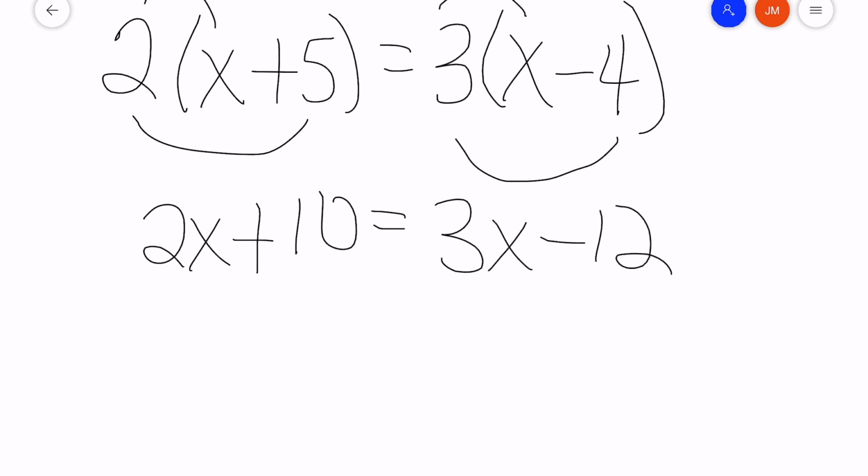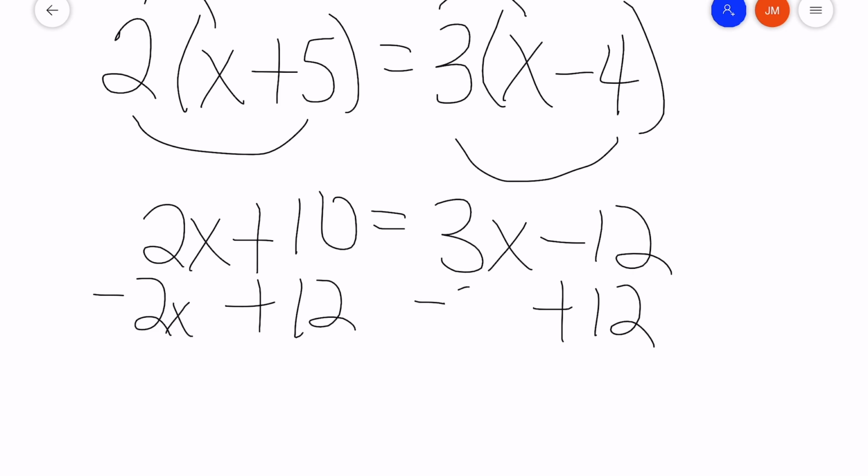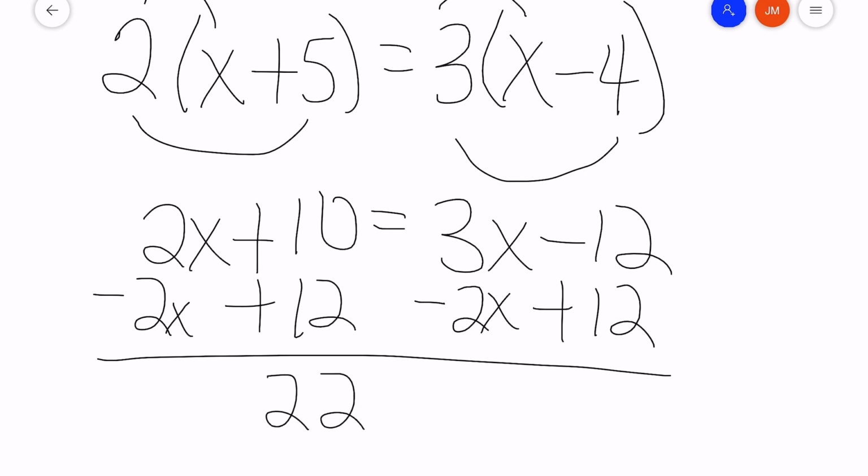Then we'll move to our second step and use addition and subtraction properties to move the variable term to one side and all the other terms to the other. So in this case, we can add 12 to both sides and then subtract 2x from both sides. So then we're left with 2x minus 2x is 0, 10 plus 12 is 22, equals 3x minus 2x is x, and negative 12 plus 12 is 0. So x equals 22.